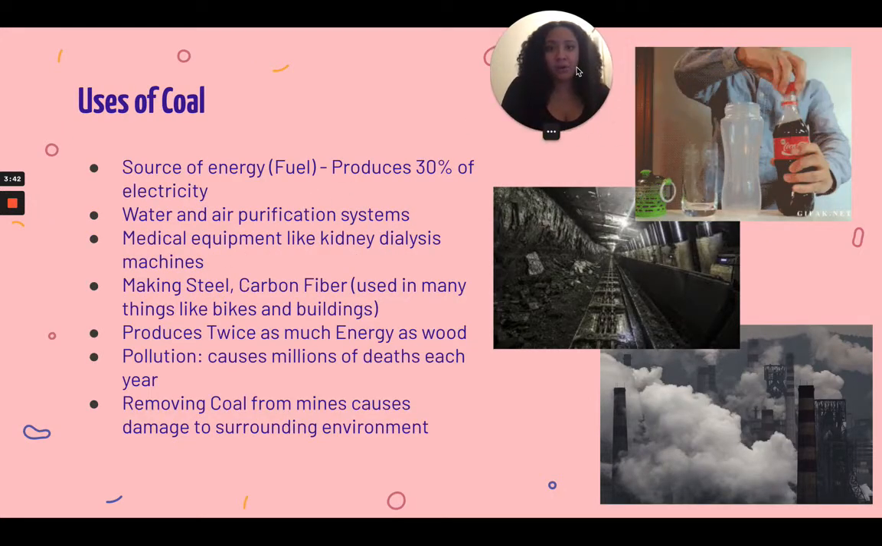So what do we need coal for? What do we use it for? This could be a source of energy. We use it for fuel. So we use coal to cook our food on the barbecue. And it also produces 30% of electricity on Earth. Okay. We could also use it for water and air purification systems.